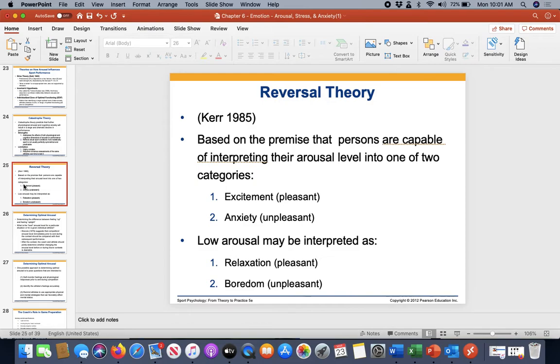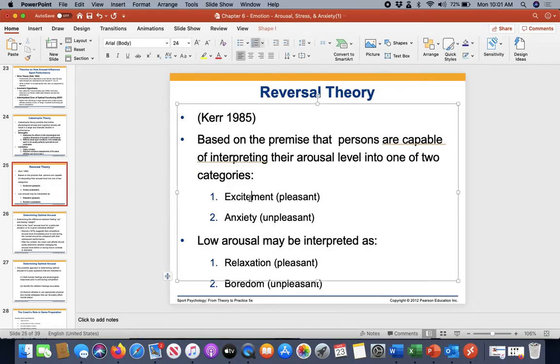What we're basically able to say is that you can look at arousal from two different components: the excitement component and the anxiety component. In an aroused state, a person is going to be excited versus anxious. And in low arousal, you're talking about relaxation versus boredom. You can see the difference between the two in terms of the terminology. Obviously, one is way more positive than the other. That's what we're referring to with the reversal.